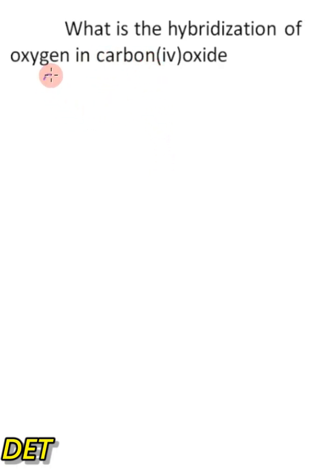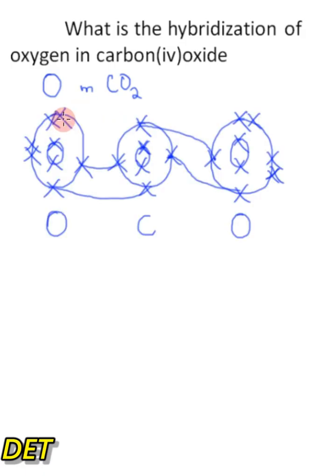So we're looking for the hybridization of oxygen, O, in carbon dioxide. Again, this is an oxygen atom, this is carbon, this is oxygen, right? We are considering oxygen here. We are looking for the hybridization of oxygen in carbon dioxide, so we are considering one of the oxygens. We can consider this oxygen or the other one. Let's go with this oxygen.